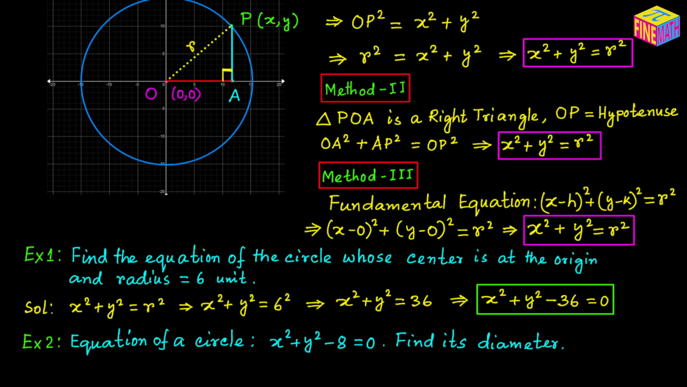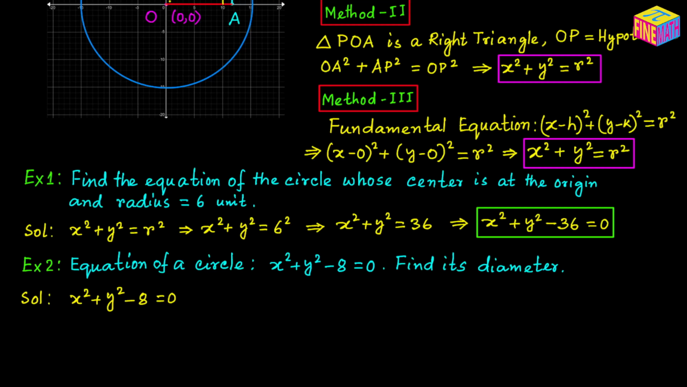The second example says the equation of a circle is given as x² + y² - 8 = 0. Find its diameter. So we have to find the length of the diameter of this circle. Now to be able to find the diameter, first we have to find the radius, and after that we can multiply the radius by 2 to find the diameter, because we know diameter is 2 times the radius. So let's first try to find the radius of this circle.